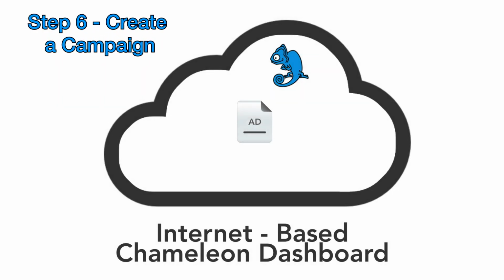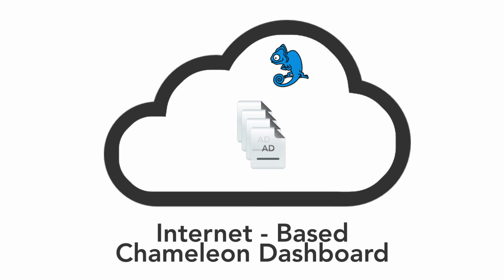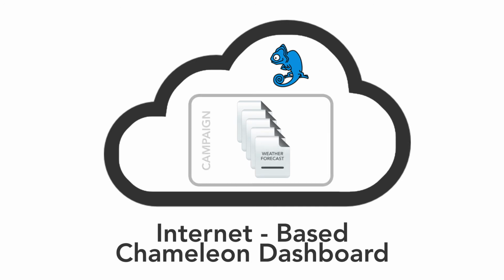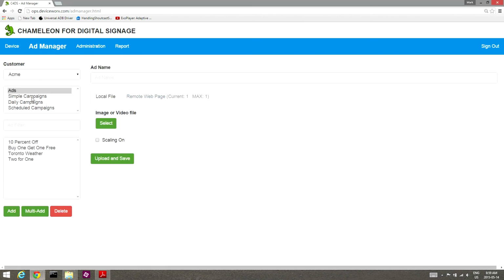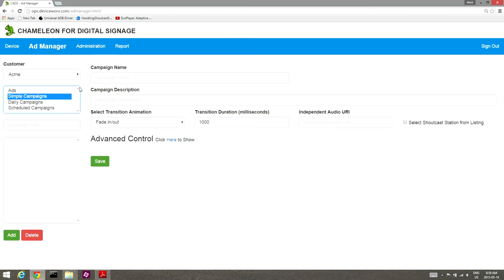Once graphic and video files have been uploaded and web page captures configured, a campaign can be created. The campaign controls playback order, duration, and transitional animation for the selected files and web page captures. Select Simple Campaigns within the Ad Manager to create a campaign. Give the campaign a name and enter a brief description. Save the campaign, leaving all other campaign attributes at their default values.